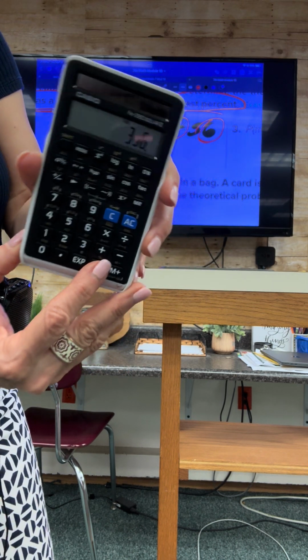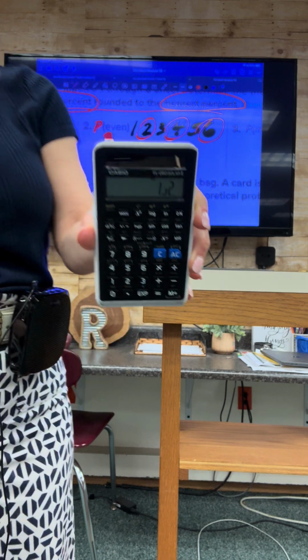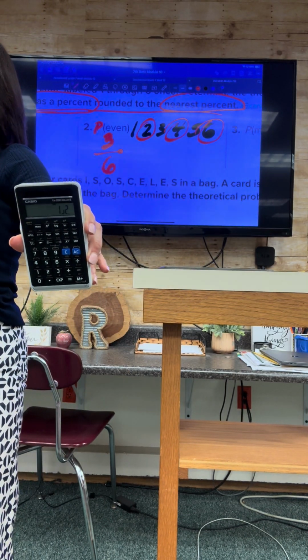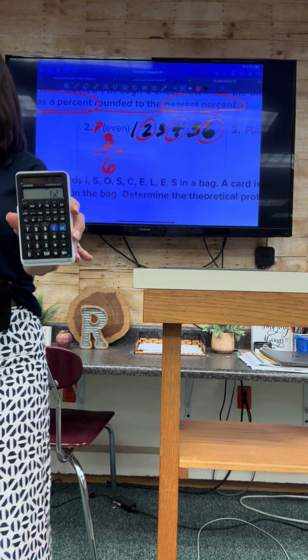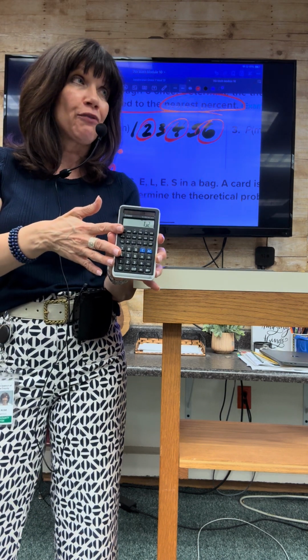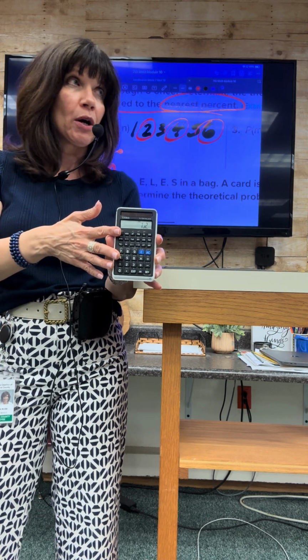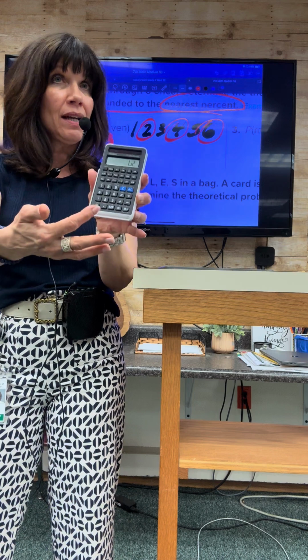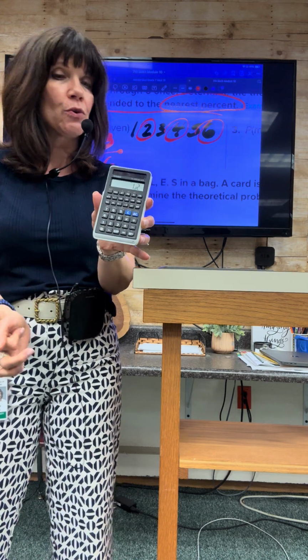Then tap the equals. What happened to it? It turned into what? 1/2. So isn't this a wonderful tool when you need to simplify fractions? No more worrying about what to divide by. You just simplify by putting it in the calculator, tap in the equal sign.